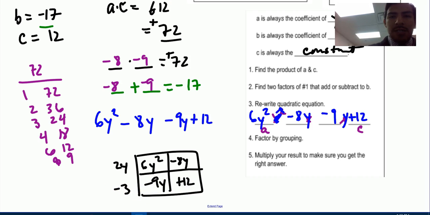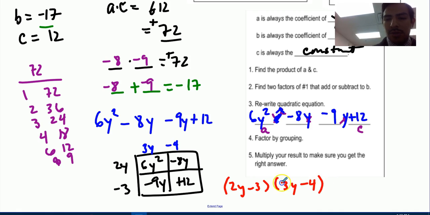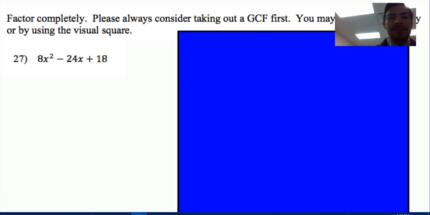And when I do that, I end up getting out, so 6y squared divided by 2y is 3y. Negative 8y. Negative 8 divided by 2 is a negative 4. And a y divided by y is just 1. I'm going to check the rest. Negative 3 times 3y is negative 9y. That's perfect. Negative 3 times negative 4 is a positive 12. Yes! So my final answer is 2y minus 3 times 3y minus 4. Ooh, that's a killer. Alright, let's do the next one, 28.